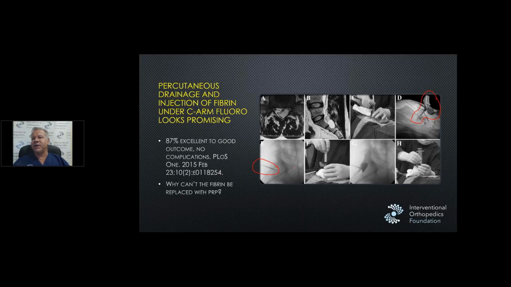But basically, as you can see, it's injection of contrast in the Tarlov cyst, then drainage, then they'll put in some fibrin glue. But again, why not do this with platelet-rich plasma, which is going to coagulate, or PRP that you coagulate, rather than fibrin glue.